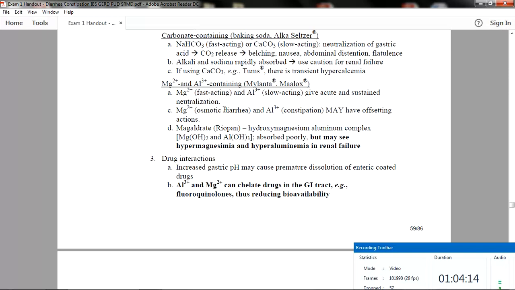Sometimes they're combined, like I said, and they may have an offsetting effect to counteract the diarrhea and constipation effect. Not a guarantee, of course. We have something called magaldrate, which is Riopan. That's hydroxymagnesium aluminum complex. It's absorbed very poorly, which is good, but in renal failure, which is very, very little filtration, very little GFR, you could still see hypermagnesemia and hyperaluminemia.